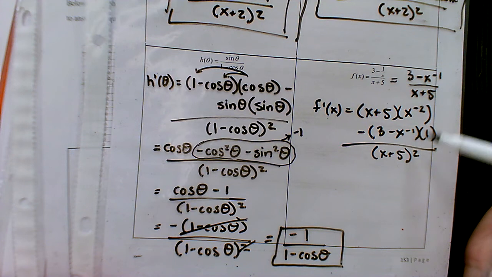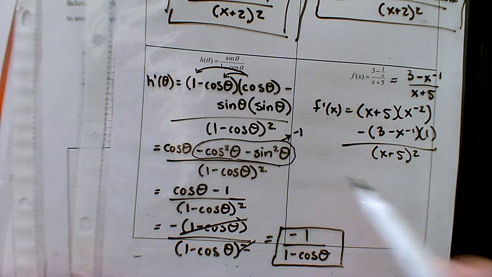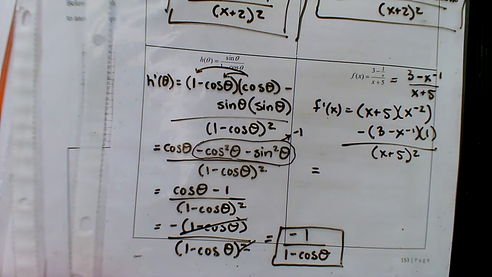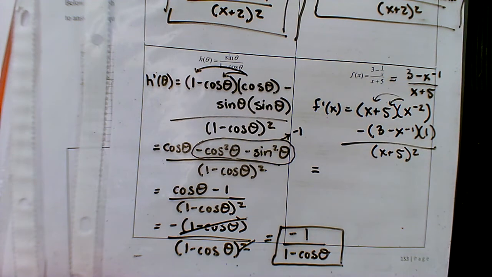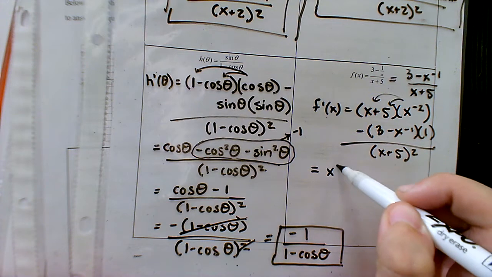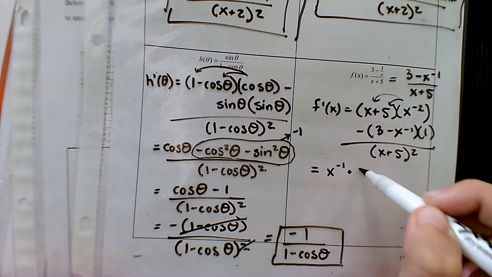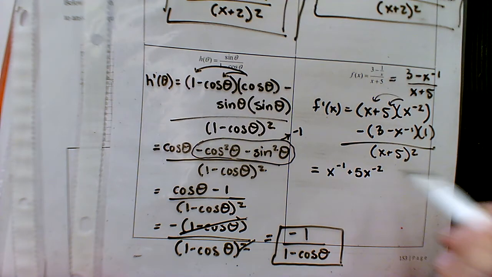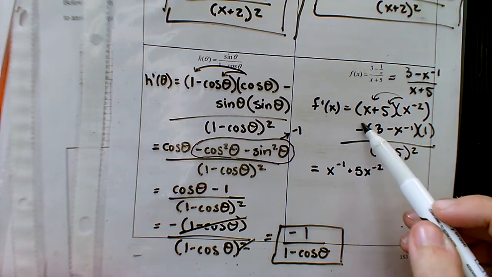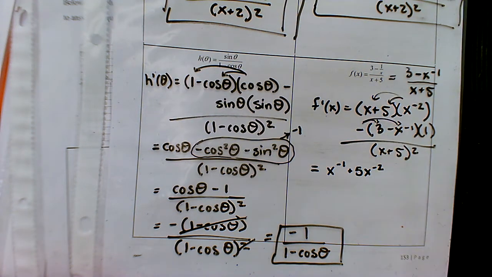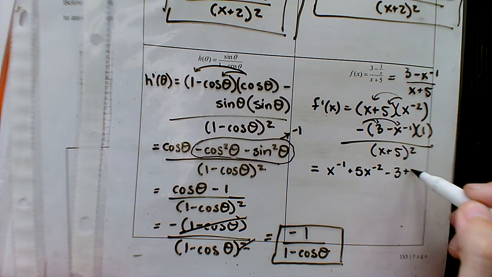Now hopefully you guys can write a little smaller than I am, but I gotta kind of stack them. So if we clean it up, we can distribute in the x to the negative second. So we got to add the powers when necessary. This would be x to the negative first plus 5x to the negative second. And then the next parenthesis set, we can simply distribute in the minus. So that'll change the signs.